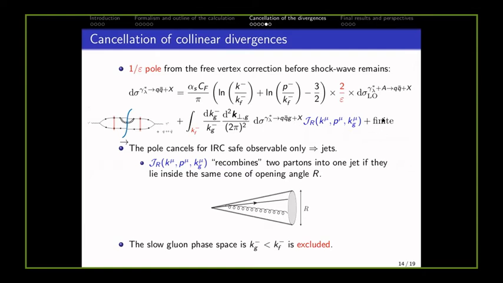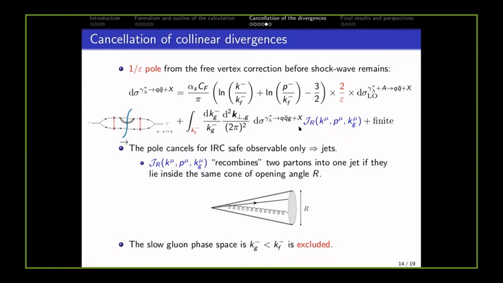Since we have already extracted the Sudakov limit, what is left in the other contribution? And beyond, by the way, what about the case of the exchanged gluon? Is that also part of this interplay between the real and the virtual?